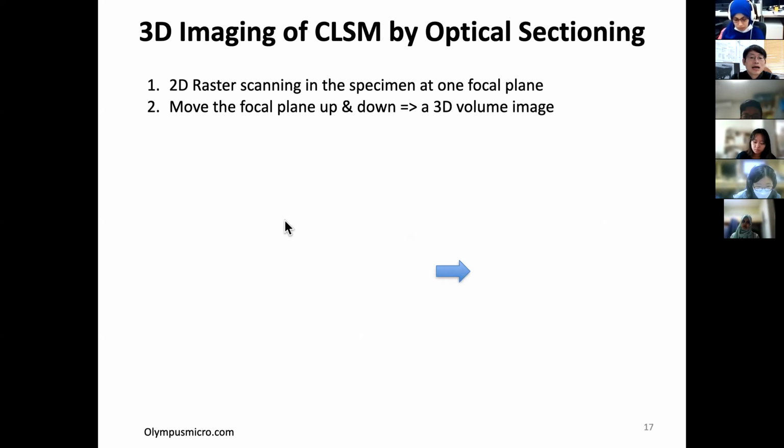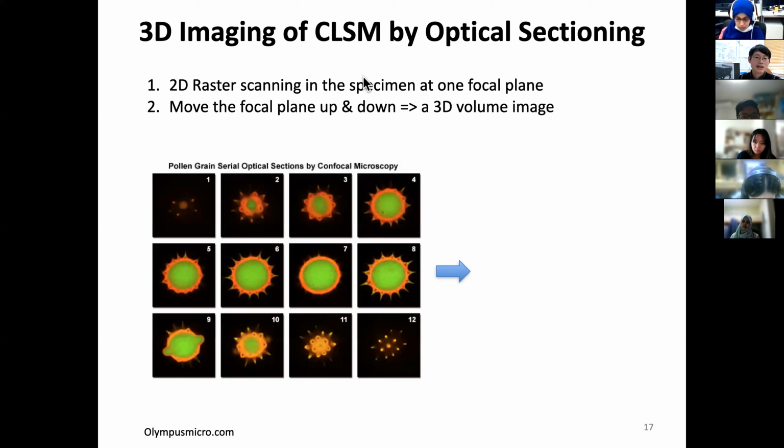So now let's get into a little more practical issue. As I said, confocal is a laser scanning microscope. It's inherently point by point scanning, or in the 2D case we call it like this. This is called raster scanning. Okay, it's a conventional way of previous TV broadcasting, at one focal plane. And you also have to move the focus up and down to create 3D volume imaging. And how can you get there? You know that confocal provides an optical section.